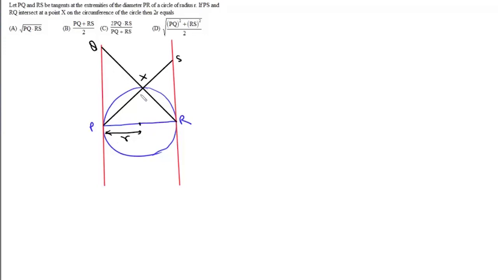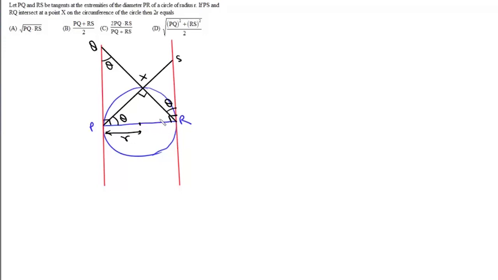Now this angle, it is 90 degrees. These two angles also, they're 90. Now if this is theta, this is 90 minus theta, then this angle is also theta. And here, this angle is also theta. Now we need the result in terms of PQ and RS.